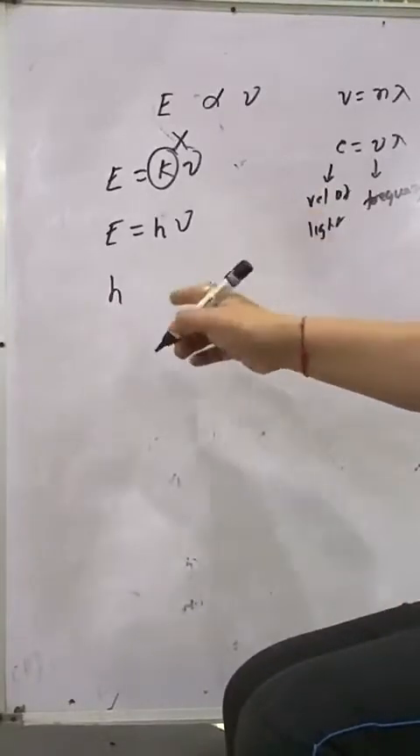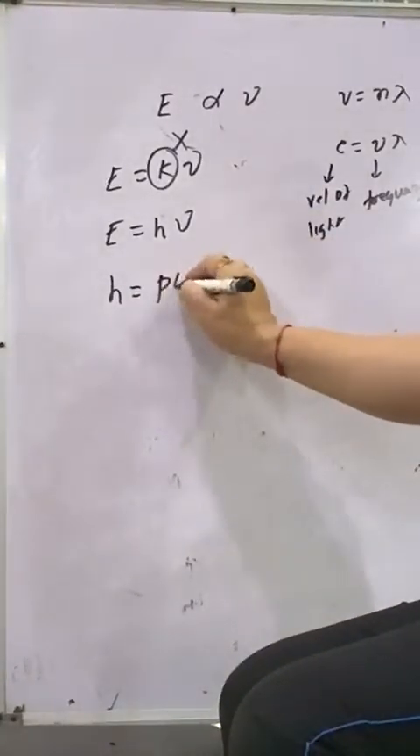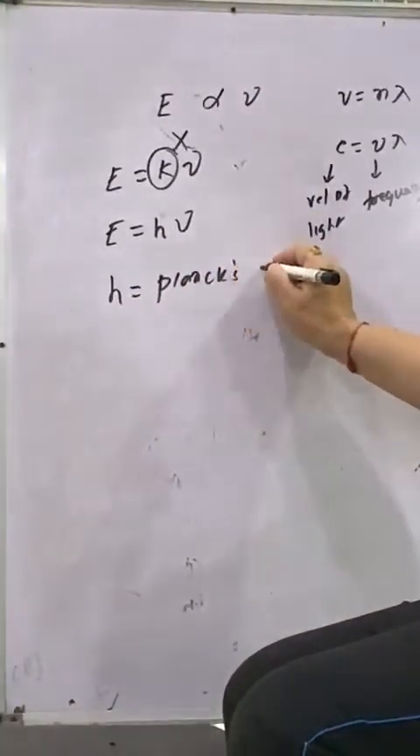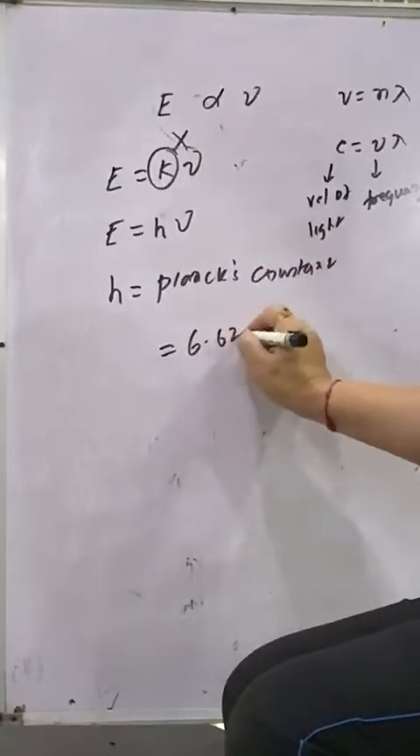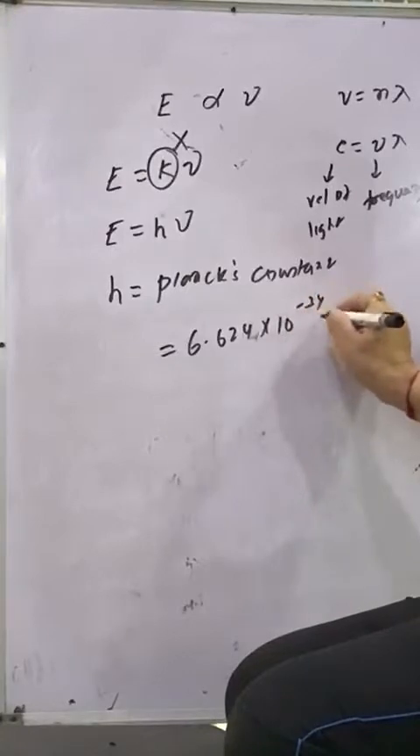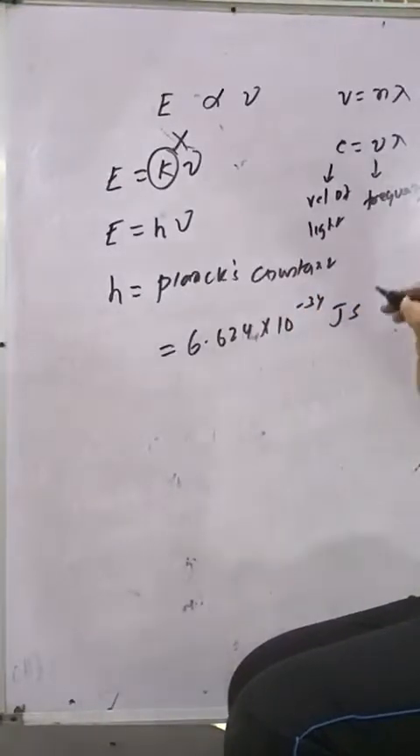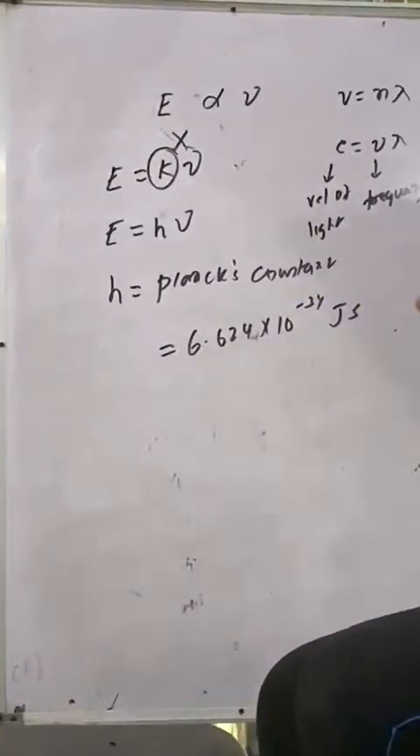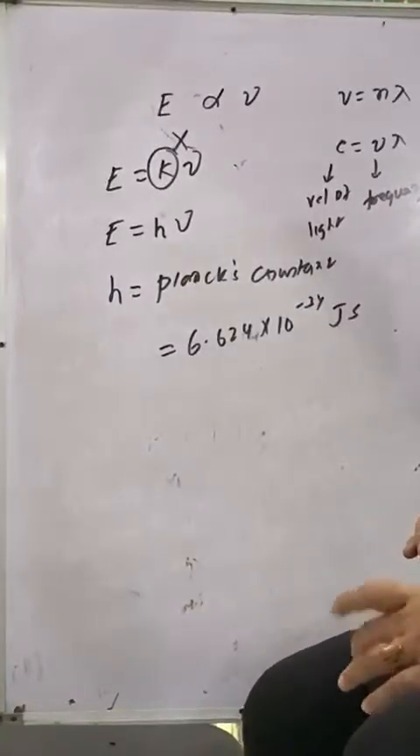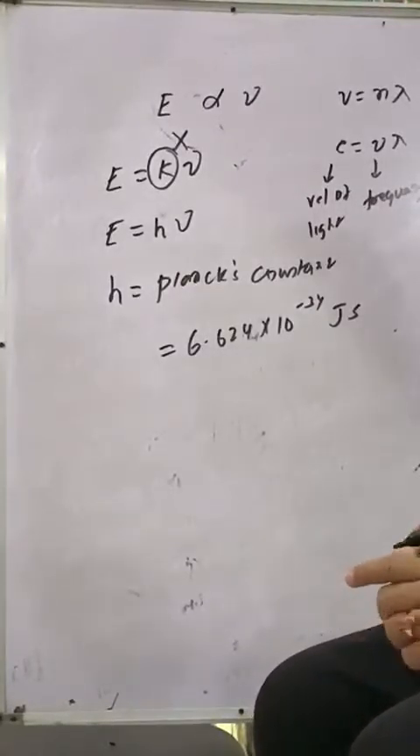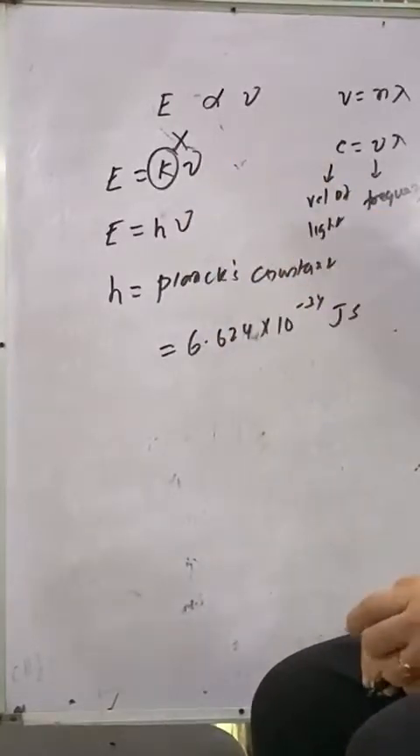So what is H? H is Planck's constant. That means you have Planck's constant over here, and the value of Planck's constant is 6.624 into 10 to the power minus 34 joule second. So H is coming from where? It's called Planck's constant.